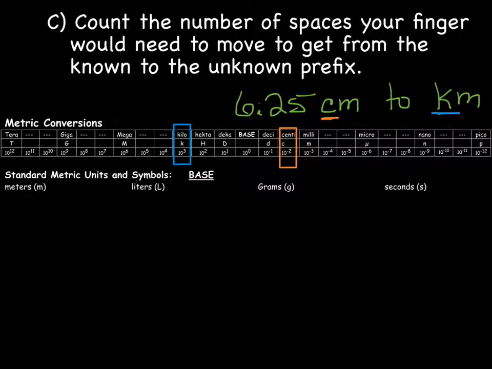Okay, the next step is to count the number of spaces your finger would need to move to get from the known prefix, which we highlighted in orange, to the unknown prefix, which we boxed in blue. So basically we find our known, and how many jumps do I need to make with my finger to get to the unknown? 1, 2, 3, 4, and 5. We needed to move 5 spaces, and the direction we went is to the left.